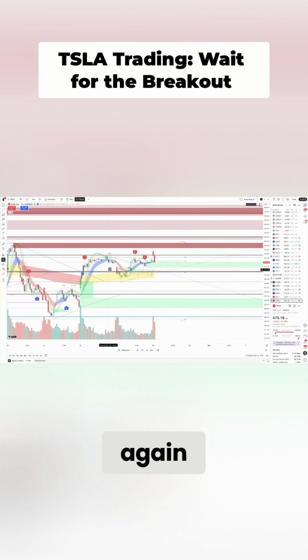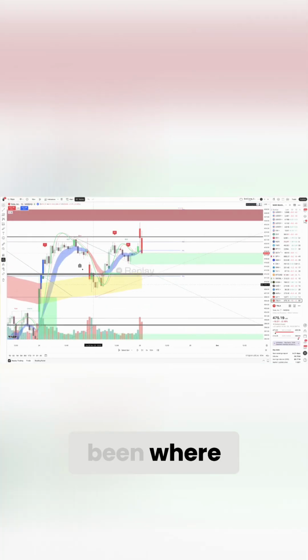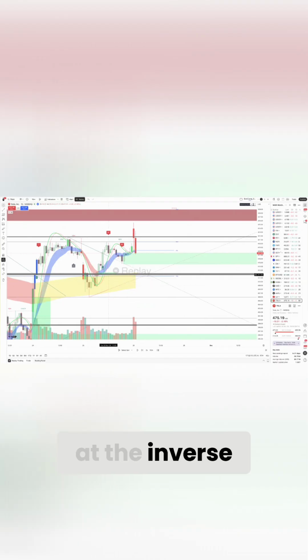But again, you're in a smaller range, so you've got a little bit of space here. Your first entry opportunity would have been at the inverse arc down here. So your phase one entry would have been at this candle. And if you missed that, you reclaimed your 12 cloud here, so that's another entry for people that use the 12 cloud.